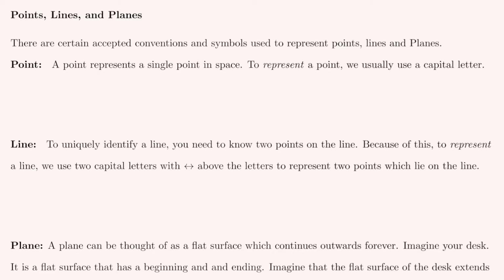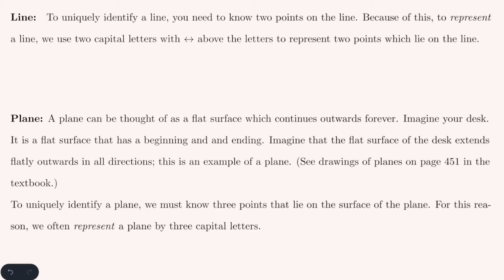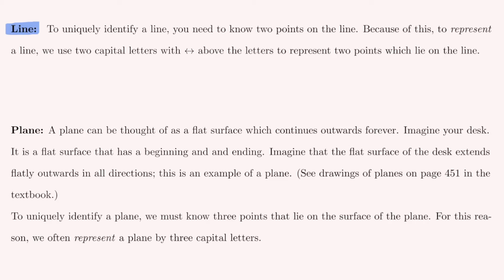Let's begin with a few definitions. Our first definition is a point. A point just represents a single location in space, like this, and often if we're representing points, we will label it with a capital letter, so this is point A. Next is the idea of a line.